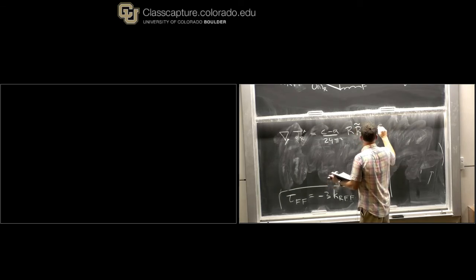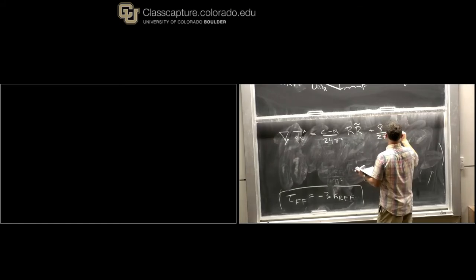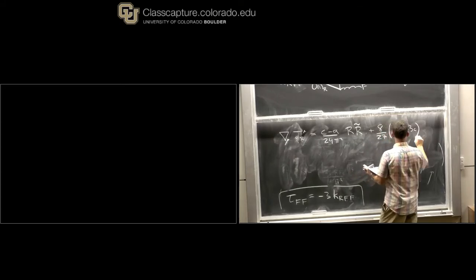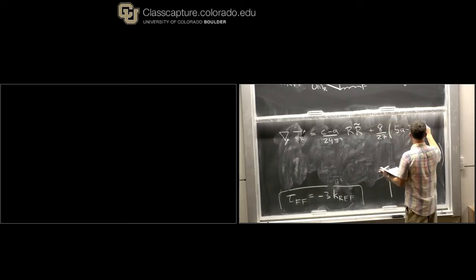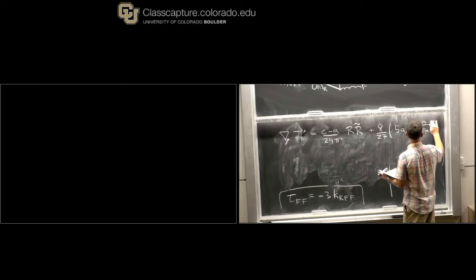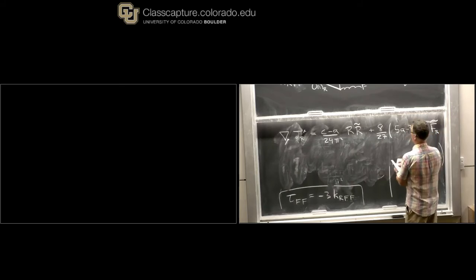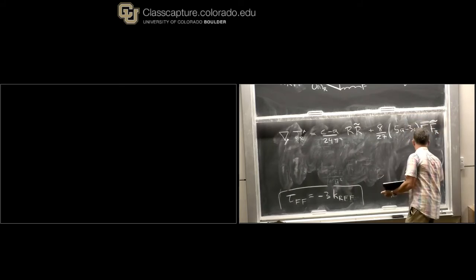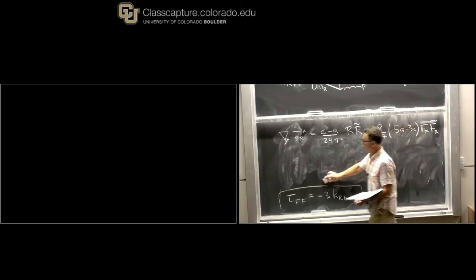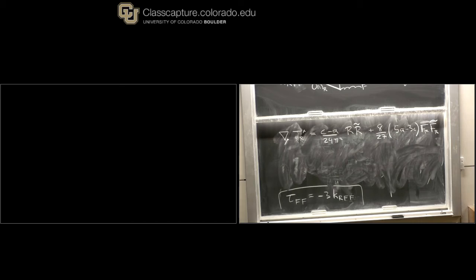Plus 8 over 27 F F dual. Okay, so this is what we get from just taking the theta squared component of this side. And now we can identify these terms as 't Hooft anomalies.